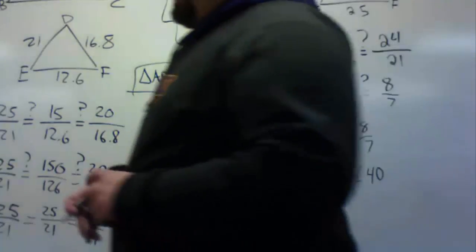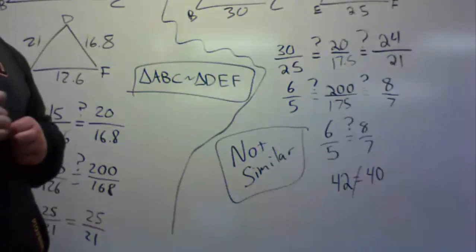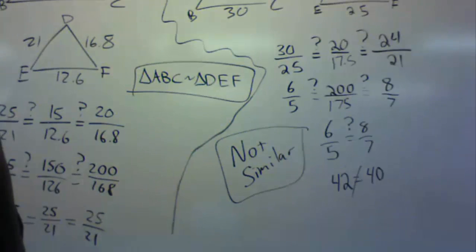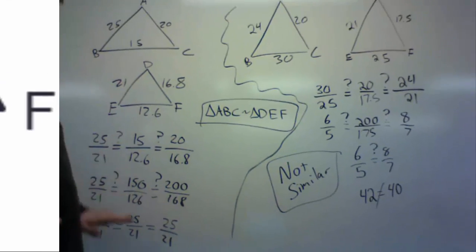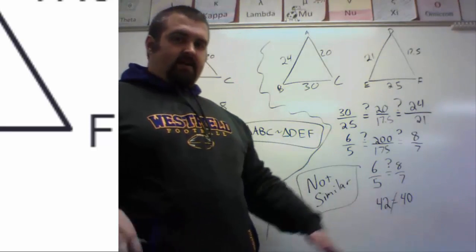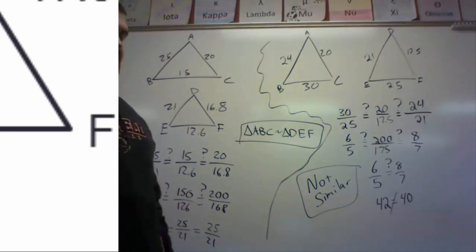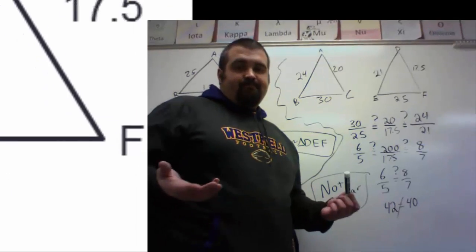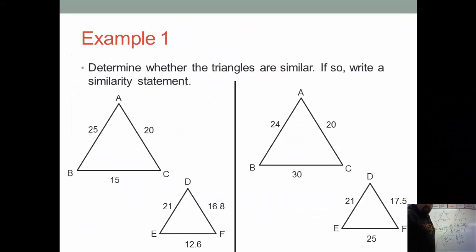I have one part of my proportion failing. So therefore, those two triangles are not similar. These two are similar because all 3 work. These two aren't because at least one pair of sides has a different ratio than the others. Alright, so the next part.